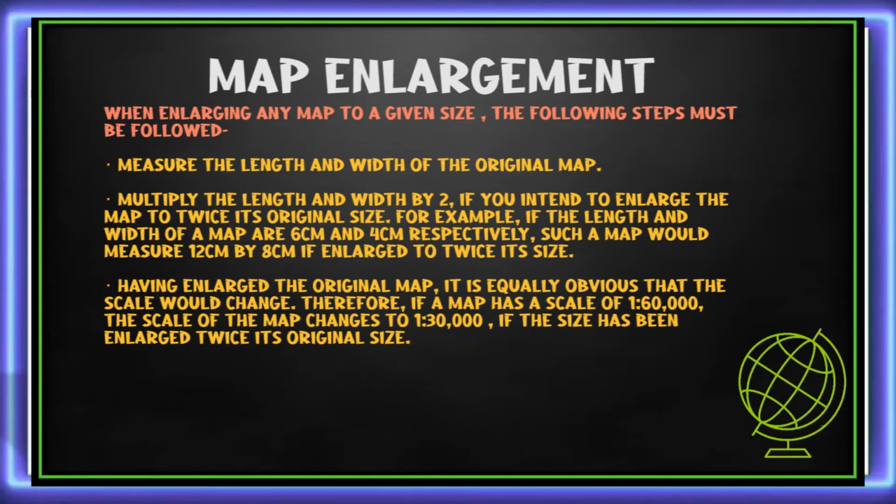Having enlarged the original map, it is equally obvious that the scale would change. Therefore, if a map has a scale of 1 to 6,000 ratio, the scale of the map changes to 1 to 30,000 if the size has been enlarged to twice its original size.